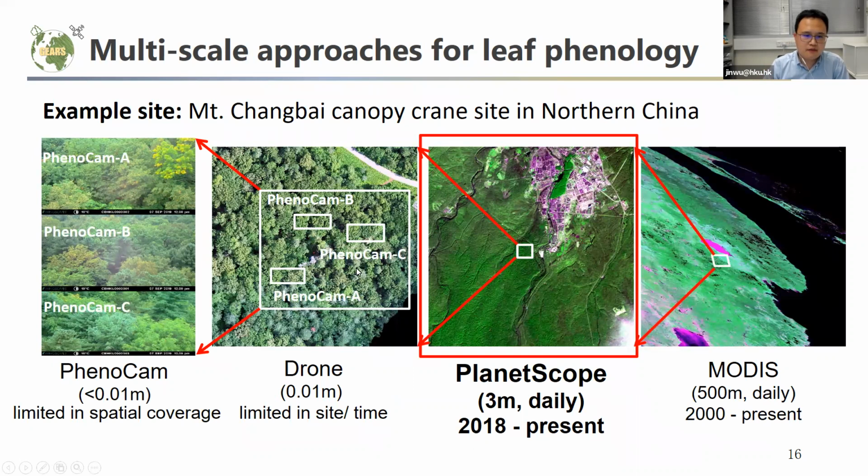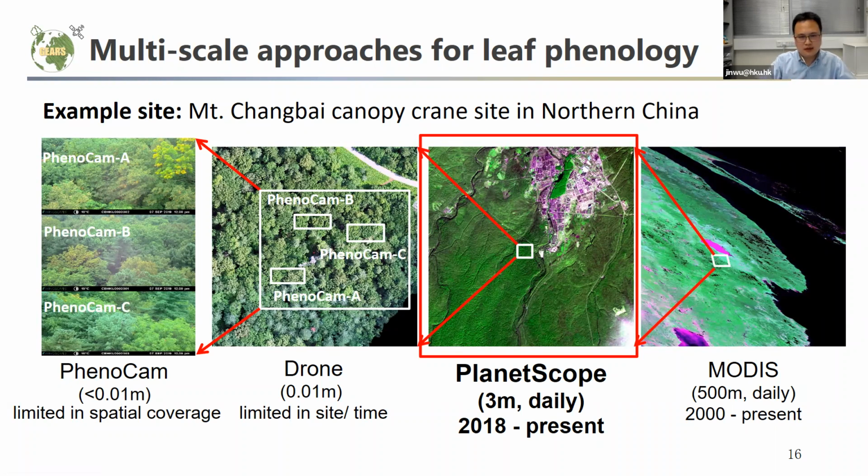So we used the Mountain Changbai canopy flux site. That's a temperate deciduous forest in northern China. In this forest site we have a canopy flux tower, and on the tower we mounted 3 phenocams, so they can point in different directions. On the left panel it shows zoomed-in photos of the different phenocam images we have there. And we also assemble the data from the phenocams, and we also have some drone images.